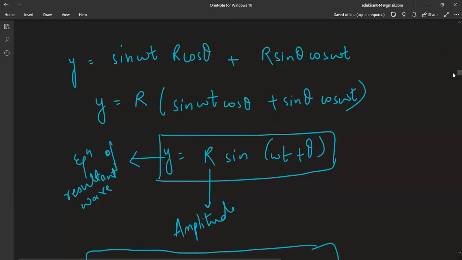Ma'am, what is y? Resultant displacement along y-axis of the wave.